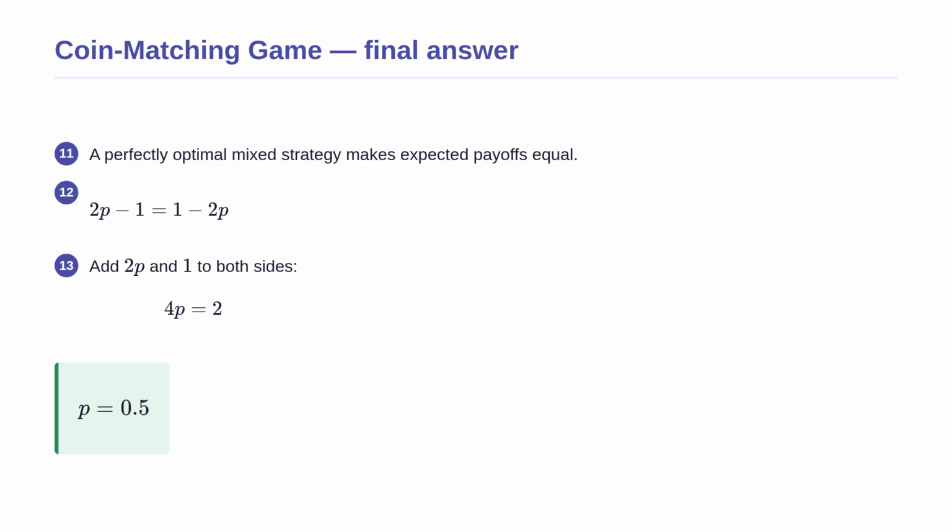By adding 2p to both sides and adding 1 to both sides, we get 4p equals 2. Dividing by 4 gives us p equals 0.5. This means player A should flip a fair coin, guaranteeing an expected game value of exactly 0.